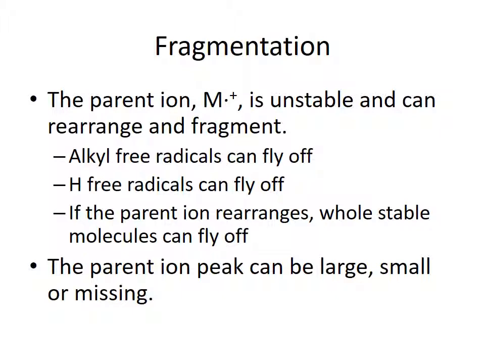Okay, the parent ion is unstable, and so it can rearrange and fragment, and I've kind of been mentioning this already. So we're going to go into this a little bit more. The alkyl free radicals can fly off, hydrogen free radicals can fly off, and you can have a carbocation that rearranges and lets whole molecules fly off. So the parent ion can be large, small, or missing. Keep that in mind. I'm not going to give you any problems where the parent ion is missing, unless I tell you that it's missing.